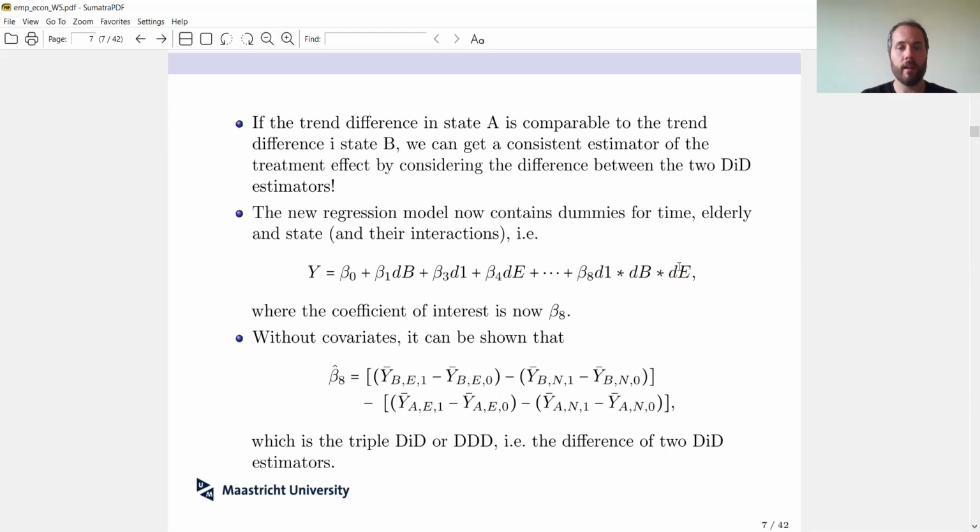Yeah? And it can be shown that again, if you run the regression, the estimate will be this difference in difference in differences, so this triple difference estimator. Okay. So you see, we can simply extend the diff-in-diff idea to, let's say, more complicated setups. Well, you could apply the same thing to quadruple differences if you find a good application for that. So that's one extension.